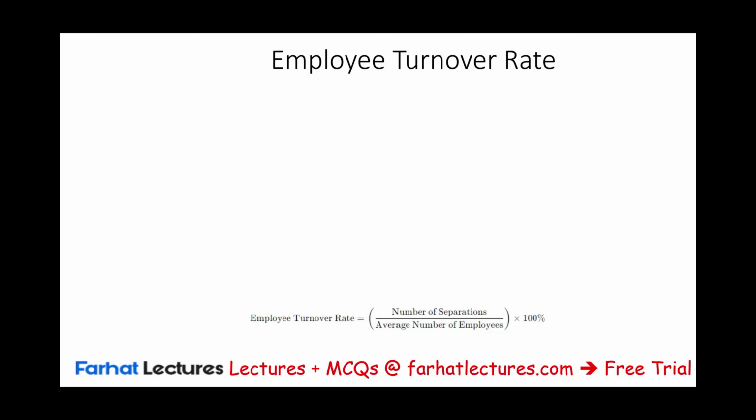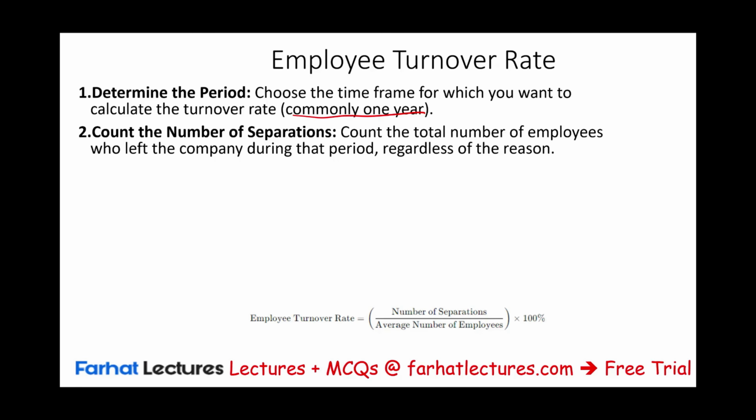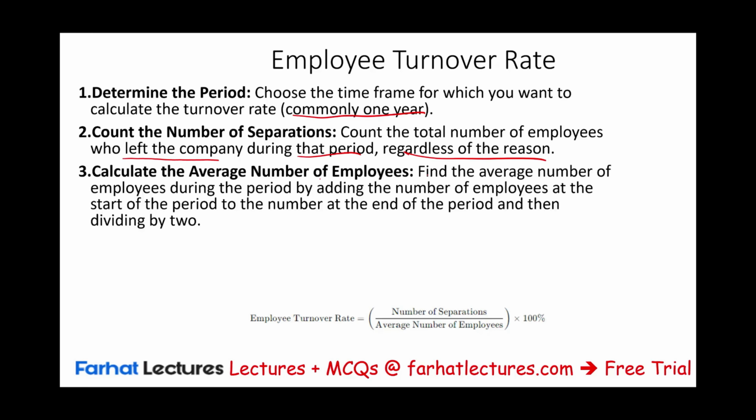So let's take a look at how we compute this. First, you determine the period in which you are performing the computation. Let's assume we're going for a year. We can do it quarterly, but a year is better. Count the number of separations, people that leave. Count the number of employees who left the company during that period, regardless of the reason. Calculate the average number of employees. Find the average number of employees during the period by adding the number of employees at the beginning plus the end and dividing by 2. This is how to find the average.